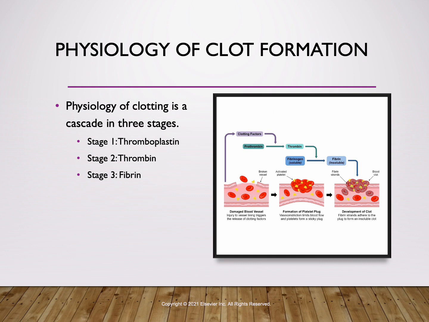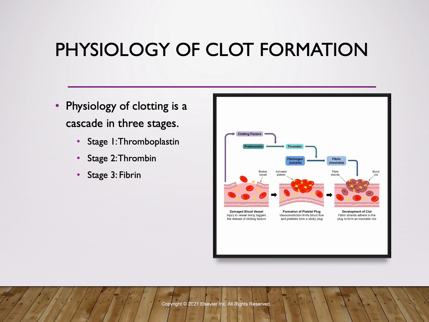Now, stage 1 is where thromboplastin is formed. And another name for thromboplastin is prothrombin activator. So that's stage 1. Thromboplastin forms. Stage 2 is when thromboplastin converts prothrombin, which is actually called factor 2, to thrombin. Right, so we have thromboplastin converting prothrombin to thrombin in stage 2.